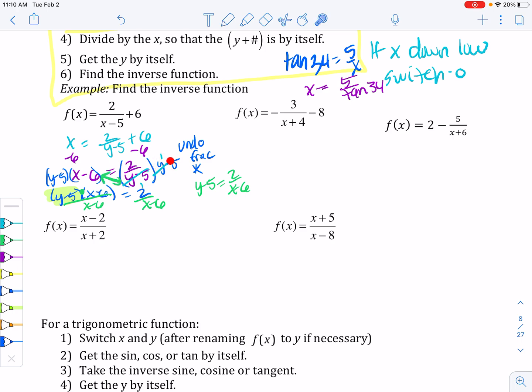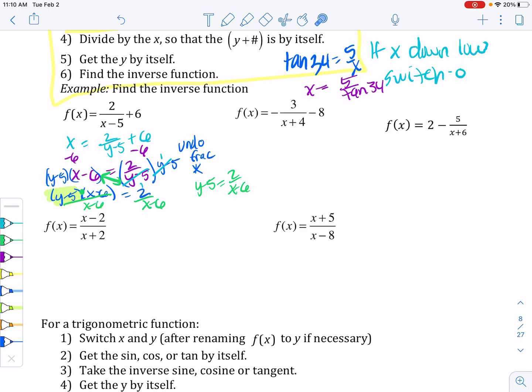So instead of timesing and then dividing, you can just remember if x is down low, or in this case our variable of y, you switch O. So we switch those two spots. Okay. So then I got rid of whatever kind of function it was. We got rid of the y in the denominator.